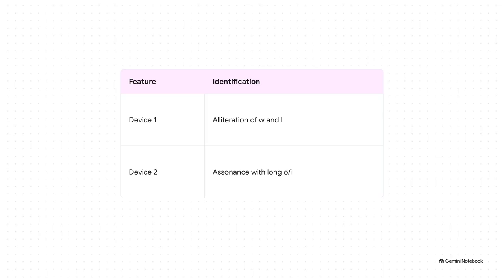Just look at the breakdown here. Device 1 is the alliteration of those W and L sounds: willow, water, silver, bowl. It just flows. Device 2 is the assonance, those really long O and I sounds in low, slow, over, oars. These soft consonants and long vowels force the reader to stretch time, lengthening each breath, which, scientifically speaking, actually creates a physical feeling of peace in the human body.